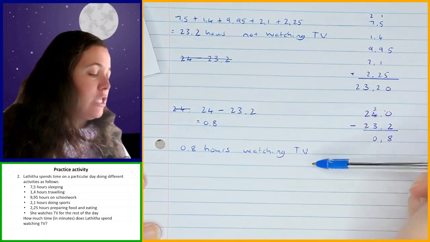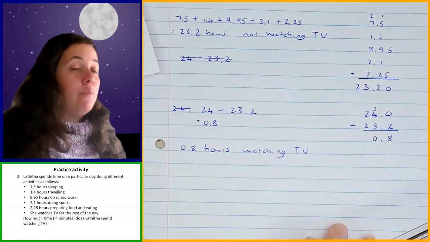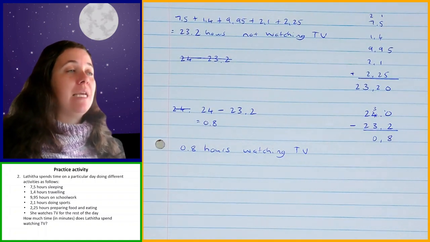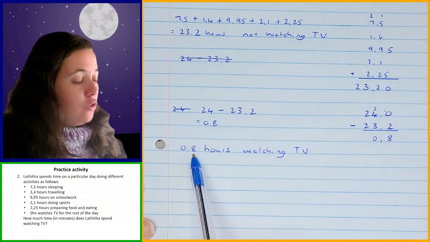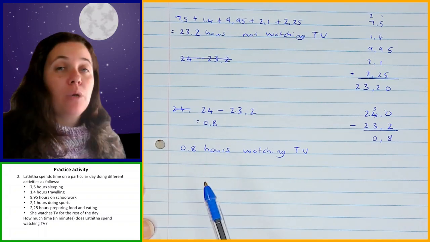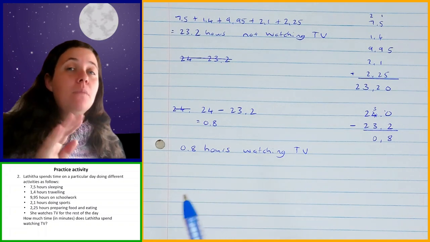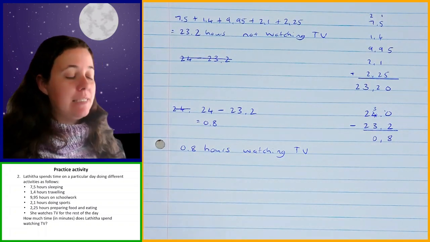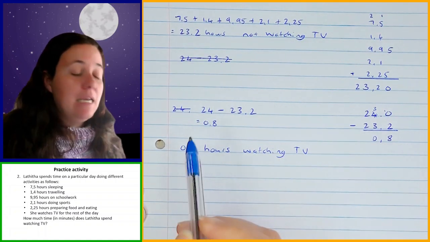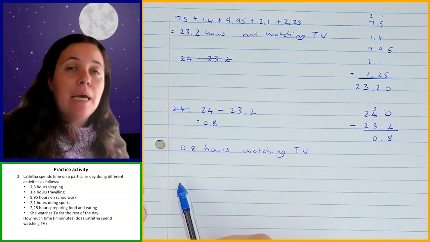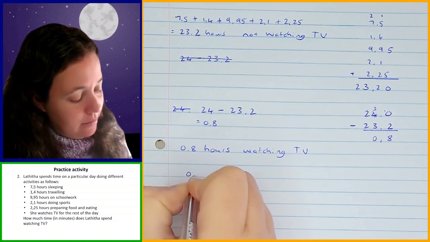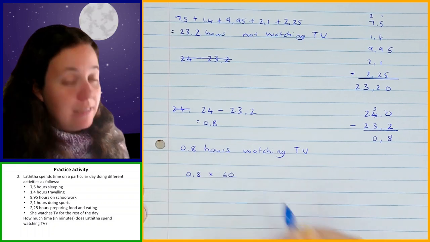Okay, so now I know how much time she does watch TV, but I'm not done yet, because remember, we were told to work this out and give the answer in minutes. So now I need to convert the 0.8 to minutes. First of all, I need to know that the number of minutes in an hour is 60. To work out the total number of minutes, I need to take 0.8 and multiply it by the number of minutes per hour. Okay, so 0.8 times 60.